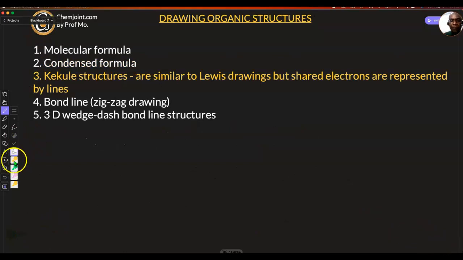For the Kekule structures, these are similar to Lewis drawings, but shared electrons are represented by lines, what we call bonds. So let's look at an example of a Kekule structure. So let's assume that this was the formula that was given to us.